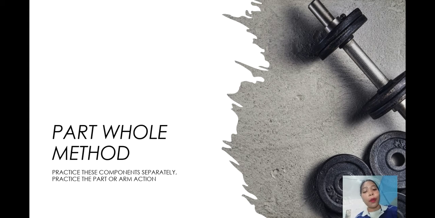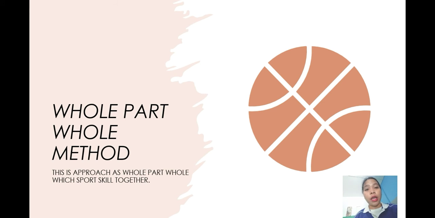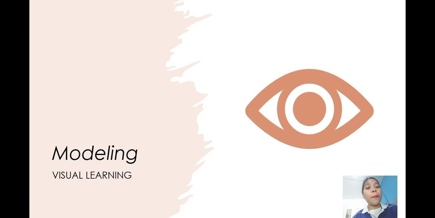action, and you practice these components separately, and then at some point you put the sport skill together as a whole. That is the whole-part-whole method. This approach is a whole-part-whole with the sport skills put together. And the next is modeling.